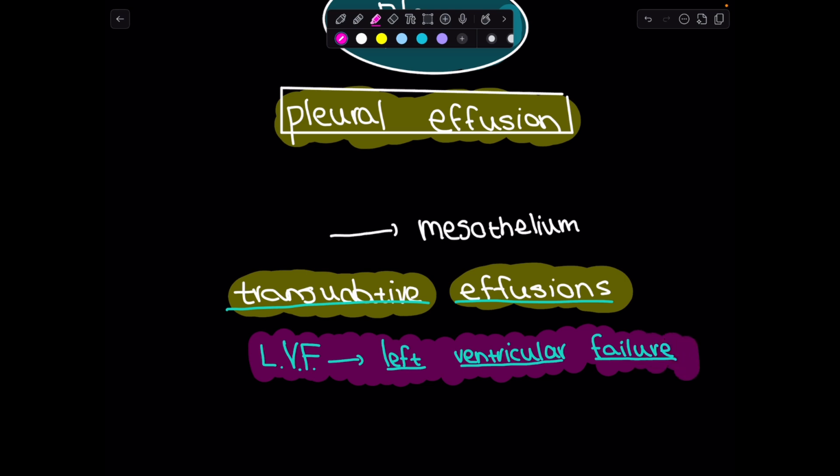So why is left ventricular failure transudative? Left ventricular failure means that we will have fluid accumulation in the lungs. But why is this transudative?